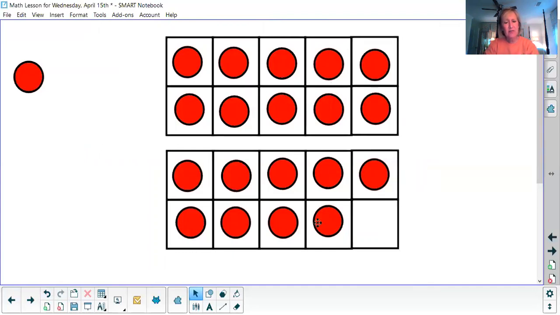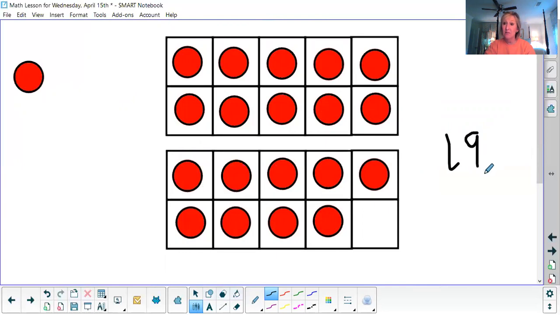And then on the second 10 frame, these are my extra ones. Now, if the top row is filled, I know that that is automatically 5 because a 10 frame has 5 on the top and 5 on the bottom. So I've got 10 here, one group of 10. Then I've got 5. Let's count on 6, 7, 8, 9. Now, the question asked me, what would it be if I had one more? So right now, I've got a 10 and 9 extra ones. What is 10 and 9 extra ones? Do you know? It is 19.